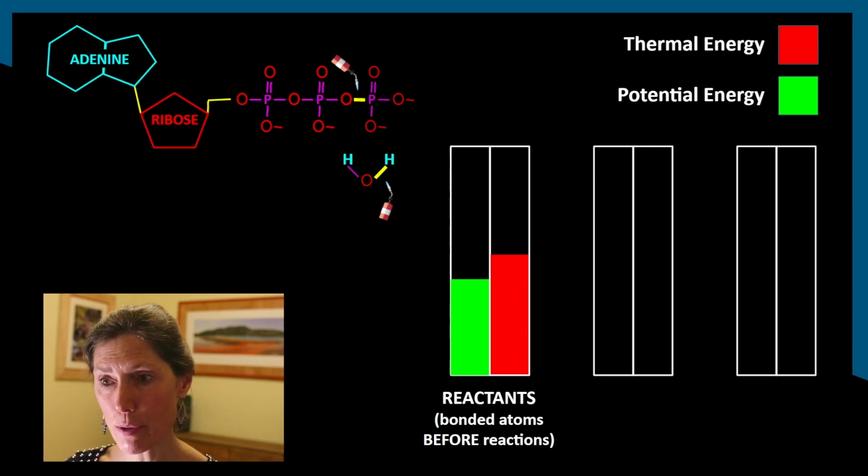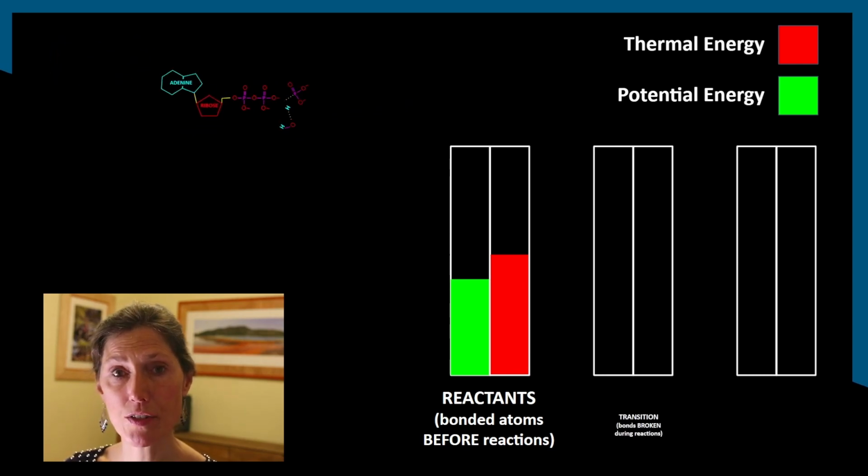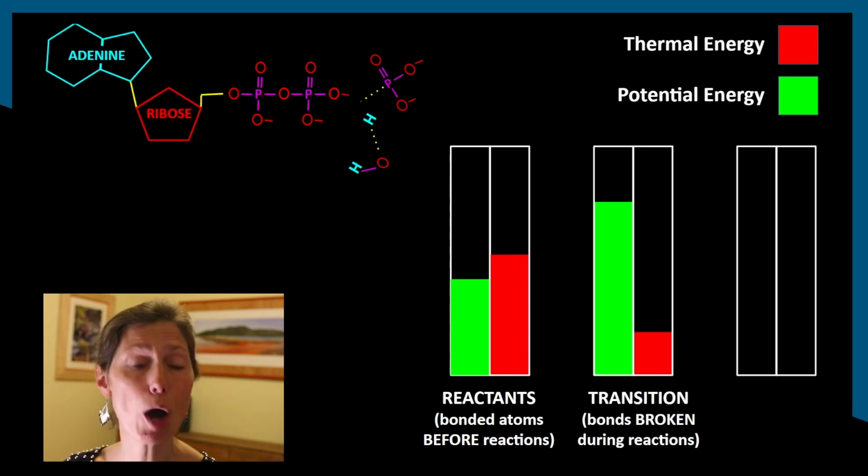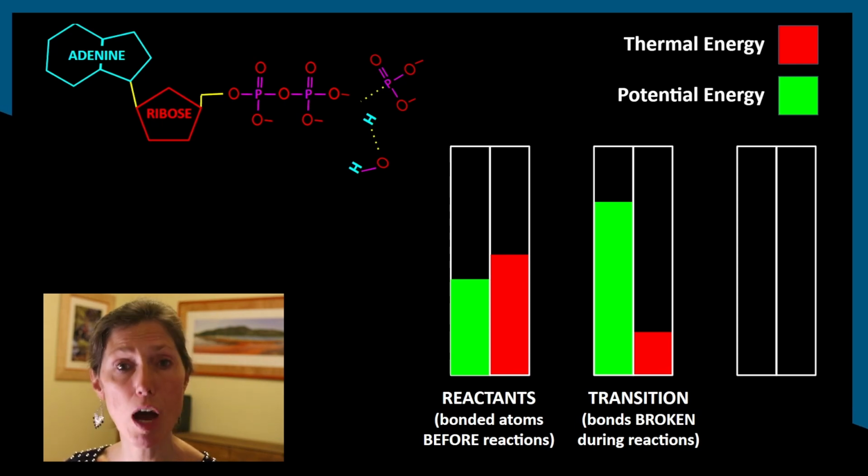Now we're going to break those bonds, and that means we are now in a transition state where the bonds have been broken. That means there's a lot more potential energy. Imagine as if you were biking up the hill. You're now at the top of the hill. The only way is back down, which is a very favorable direction.